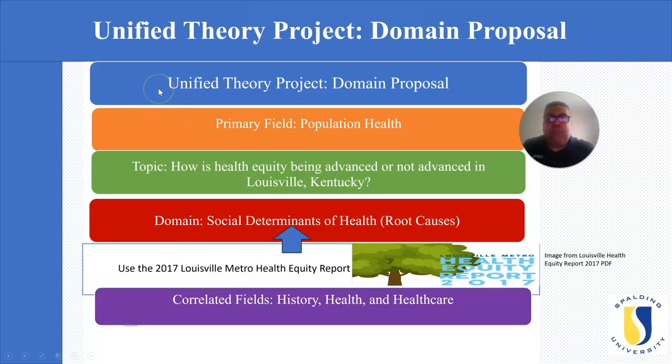So the Unified Theory Project domain proposal consists of the primary field, population health; the topic, how is health equity being advanced or not advanced in Louisville, Kentucky; the domain, social determinants of health, root causes; and the primary literature being used is the 2017 Louisville Metro Health Equity Report. And finally, the correlated fields are history, health, and healthcare. So it's pretty broad. So let's move on, shall we?